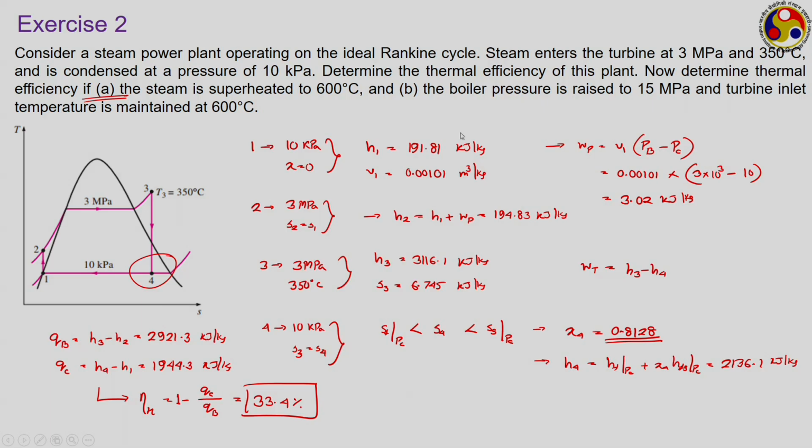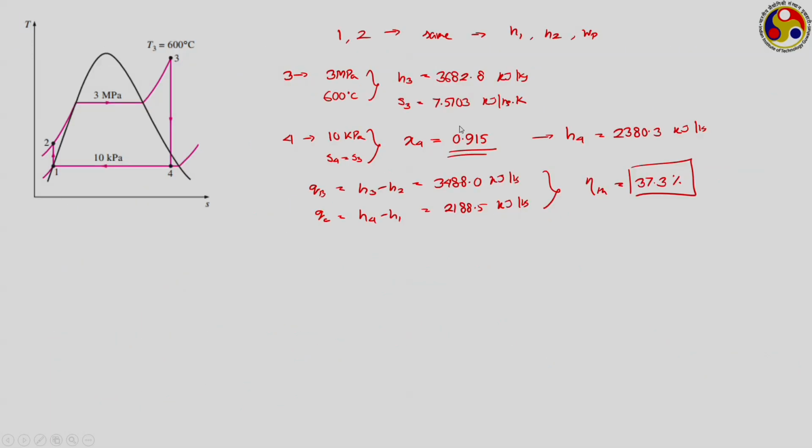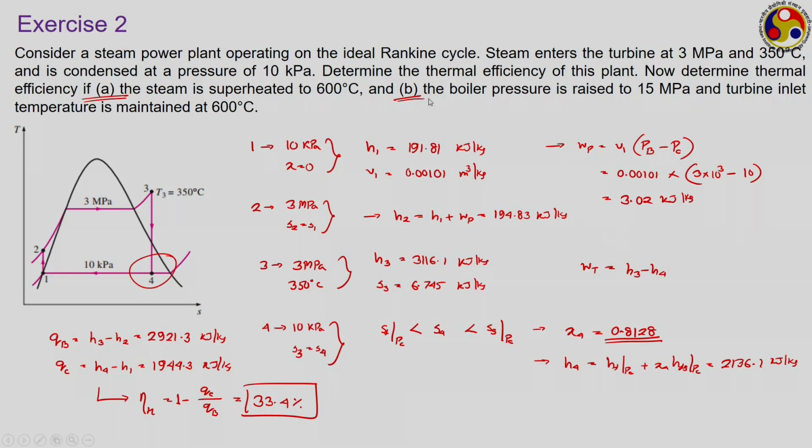If you compare the boiler heat addition and condenser heat rejection, boiler heat addition has increased quite a bit, and condenser heat rejection has also increased, but to a lesser degree, giving you a higher increase in the thermal efficiency. So, we are gaining on both fronts: thermal efficiency has increased and the turbine exit quality has also increased.